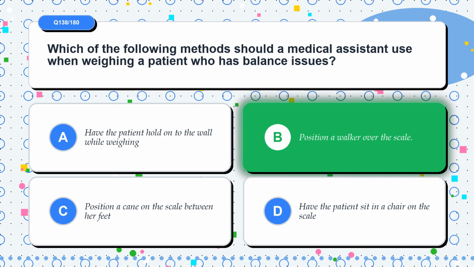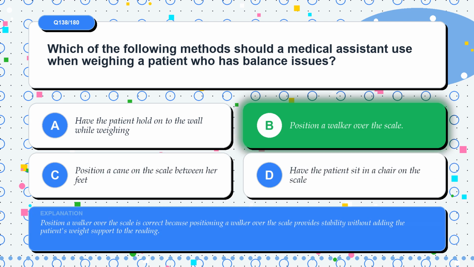The correct answer is option B. Position a walker over the scale. Position a walker over the scale is correct because positioning a walker over the scale provides stability without adding the patient's weight support to the reading.